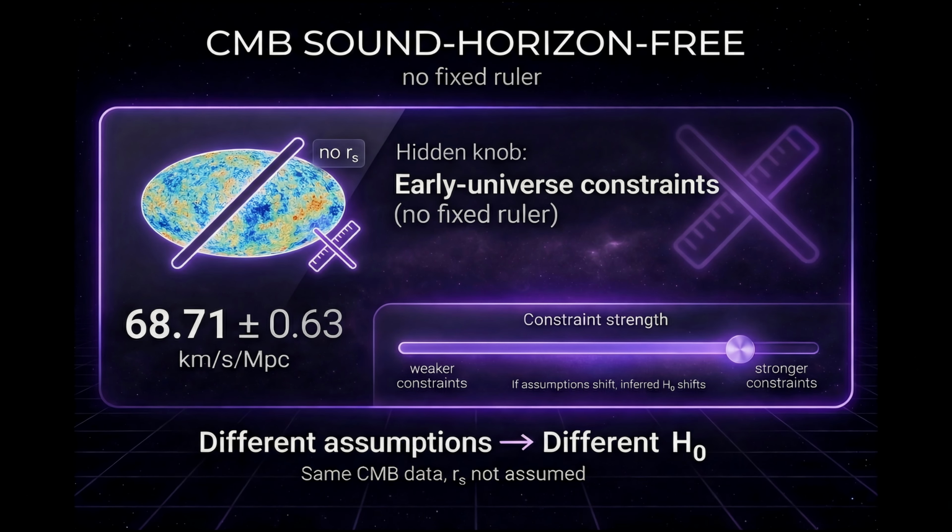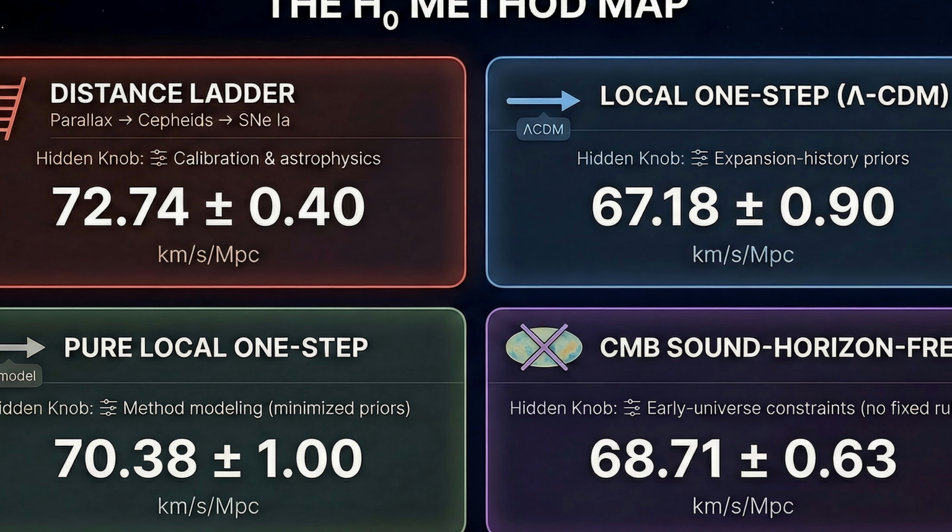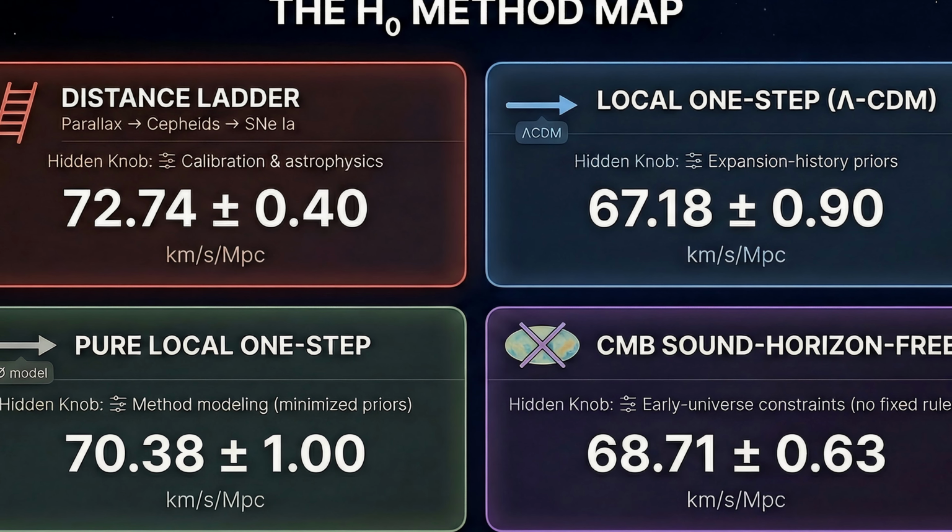It means you still use CMB information, but you refuse to lock in the usual absolute ruler calibration. You marginalize the ruler scale out, or use combinations of CMB-derived constraints that don't force a single sound horizon value the same way. In their January 2026 synthesis, Pantos and Perivolaropoulos found that this sound horizon-free CMB category still clusters in the high 60s, closer to 67 than to 73. So Family 4 gets this label: hidden knob, which early universe constraints dominate without a fixed ruler.